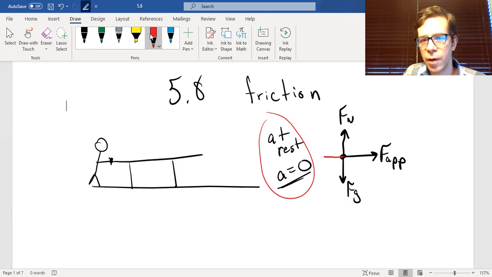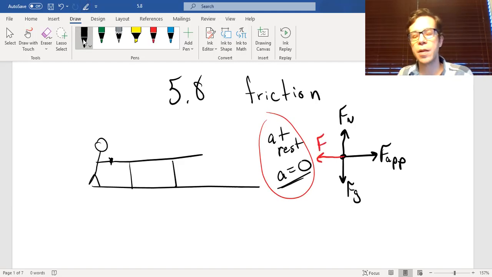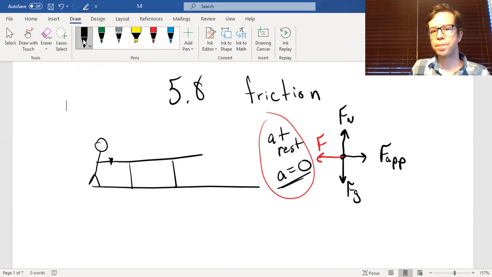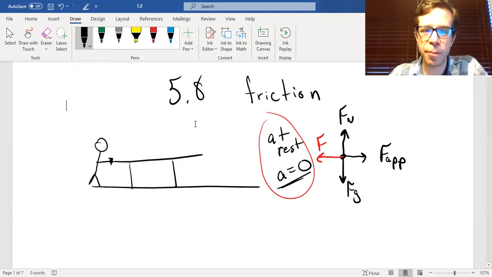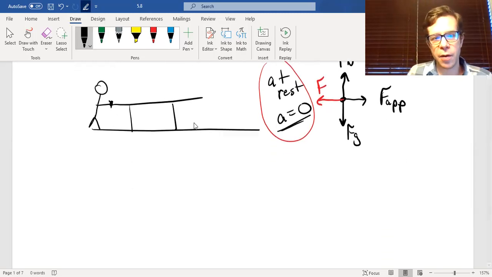So that means there has to be some force here that cancels out that applied force of me pushing on it. Let me make it the same size. So I'm pushing on it, but it doesn't move. Where does that force come from? Well, that force is friction, right? Which we usually use a script F for friction.